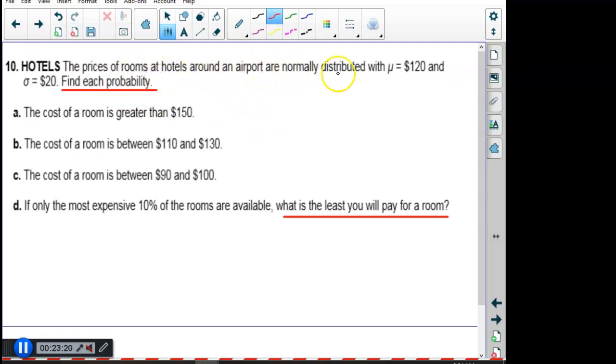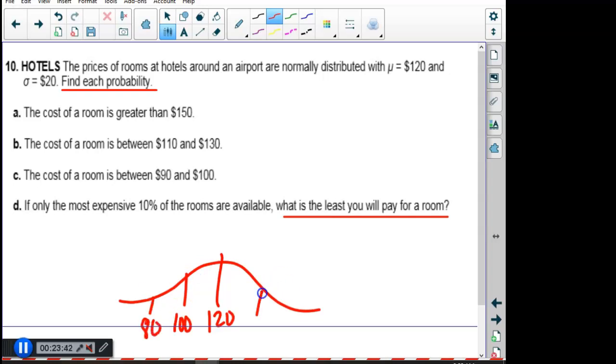Price of rooms at hotels around an airport are normally distributed with a mean of 120 and a standard deviation of 20. So if we were to do this, and you don't have to draw this, it would be 120 and 20 going this way and 20 going this way. Do these numbers land nicely on those? 150 is not on there, right? So we want to say greater than 150.